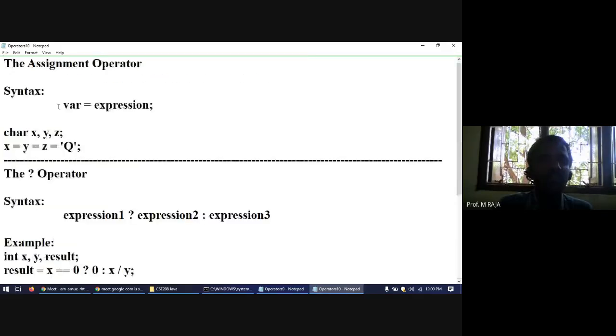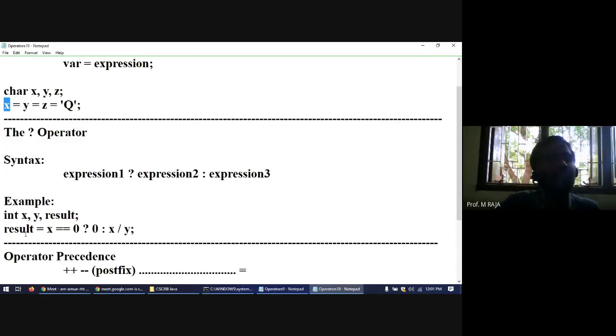Assignment operator, right? This takes the general form variable is equal to expression semicolon, similar to C and C++ languages. Then you can declare some variables and initialize the same value to multiple variables. Multiple initialization is permitted. The value of q, a character, is first set to variable z, then the value of z is set to variable y, and then the value of y is set to variable x. So ultimately, all these character variables x, y, and z are assigned a character constant.